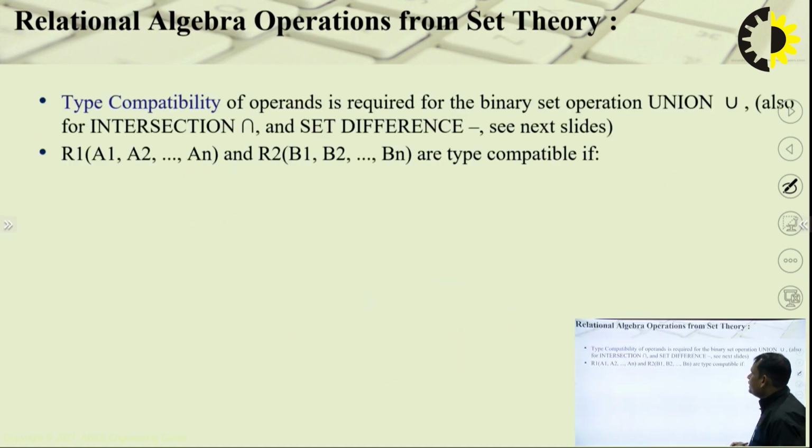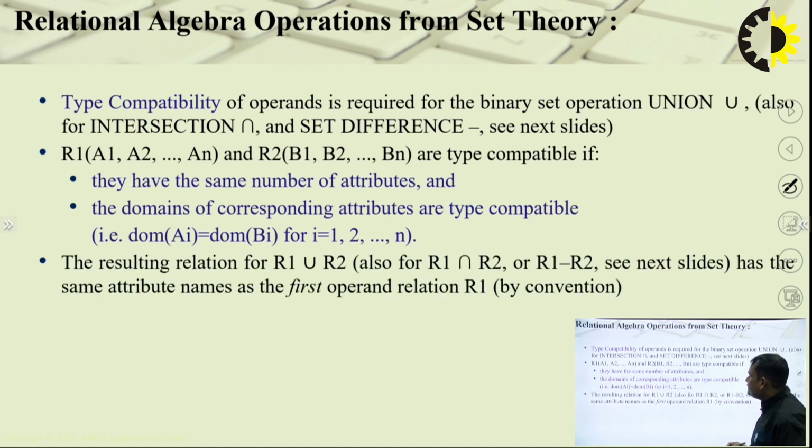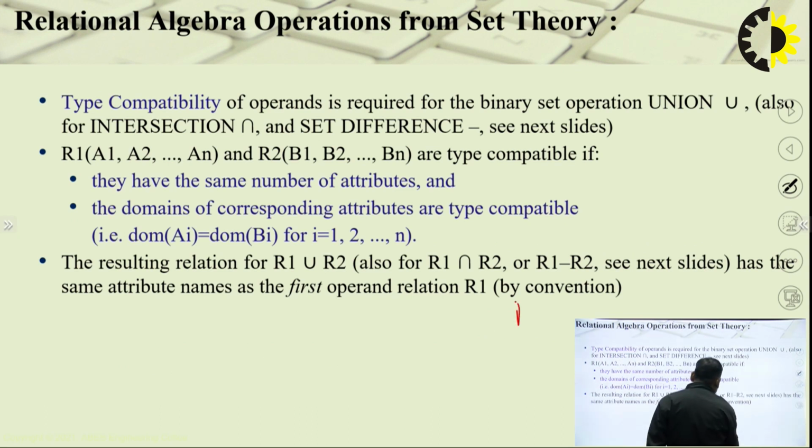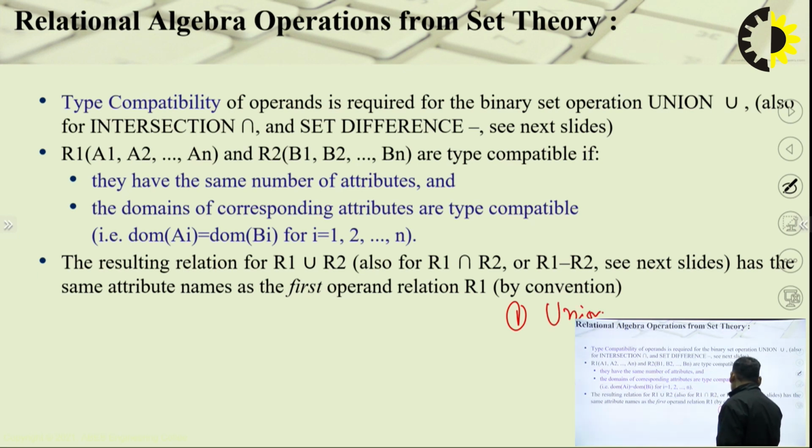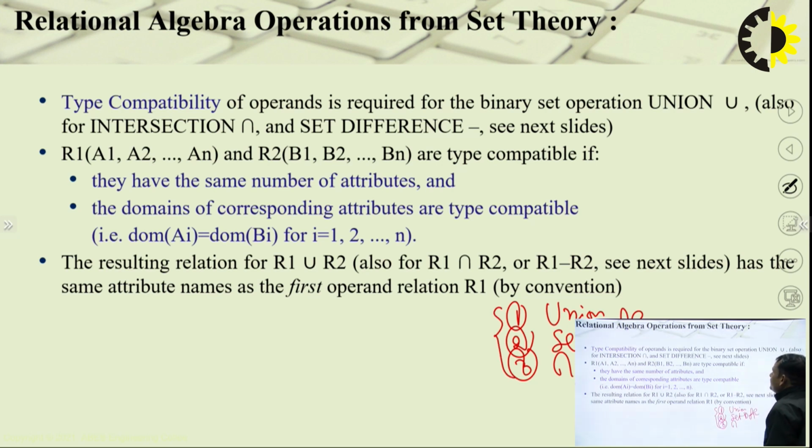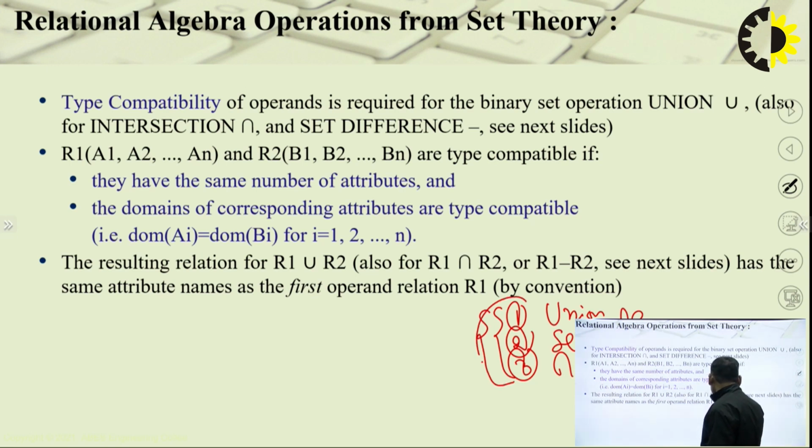Relational algebra set theory. First, relational algebra set theory is union. Second, relational algebra set difference. Third, relational algebra intersection. Basically there are three set operations in relational algebra, and they are used on compatible relations.